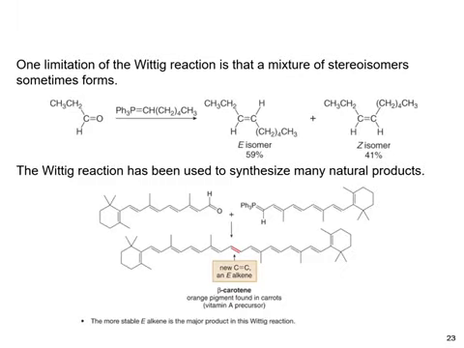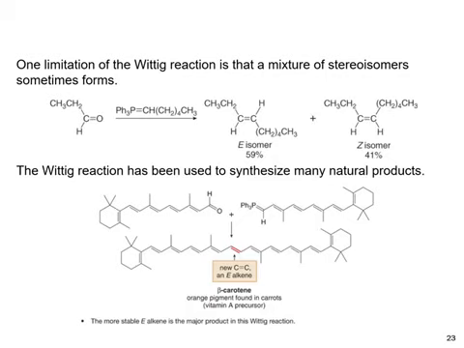One limitation of the Wittig reaction is that a mixture of stereoisomers sometimes forms when an ylide reacts with an aldehyde or ketone. Then the resulting product may be cis or may be trans, and there is a chance of both isomers, but the more stable product, the trans isomer, is the major product.